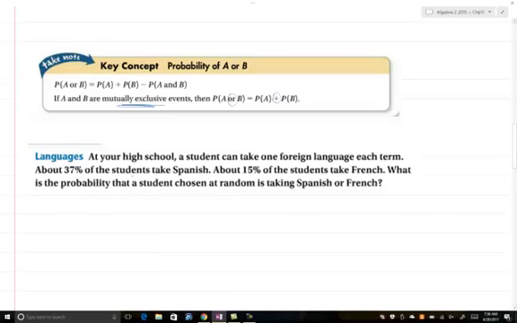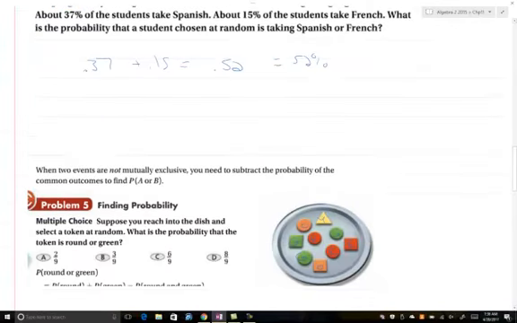We can deal with our percentages. About 37% of the students take Spanish, 15% take French. What's the probability a student chosen at random takes Spanish or French? Okay, so that's 37% plus 15%. That's 52%. Because they didn't talk about any kids taking both, so we didn't have to get rid of anything. And that's what we're going to look at next.